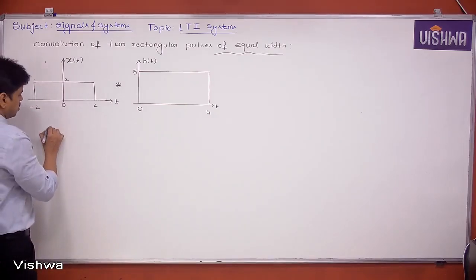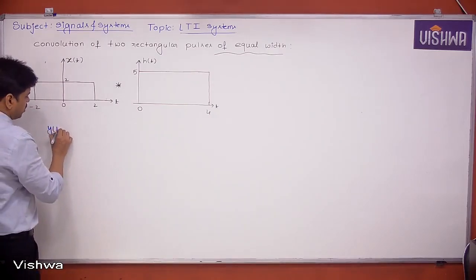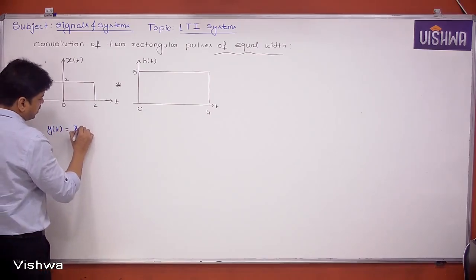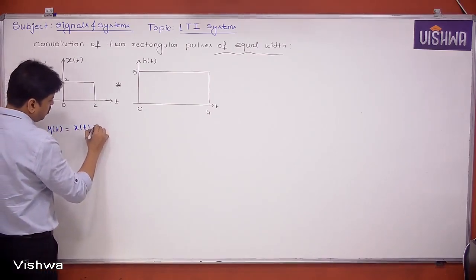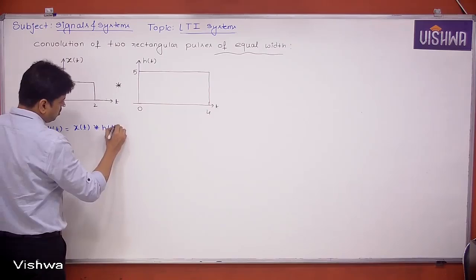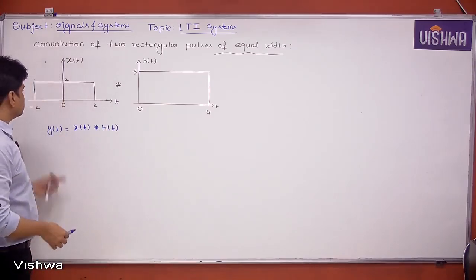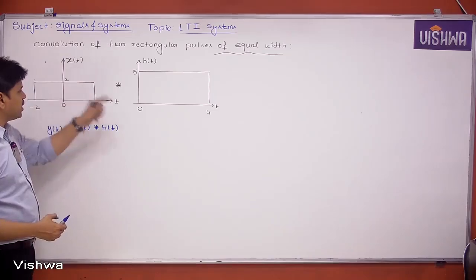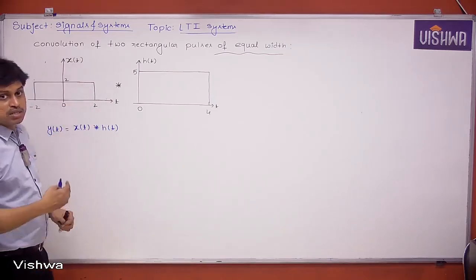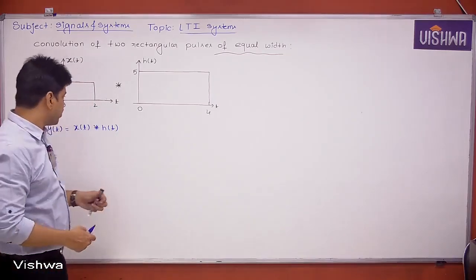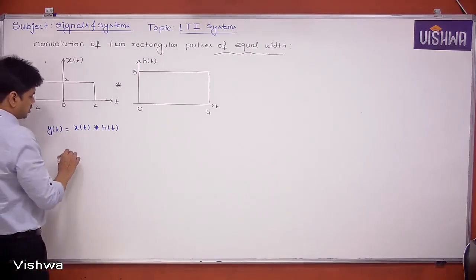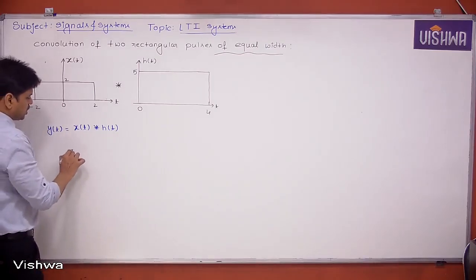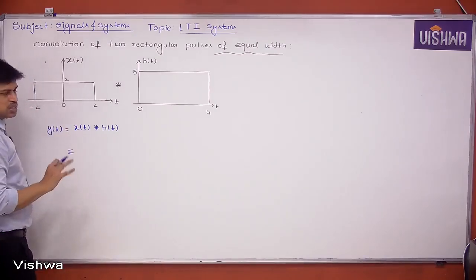First, we have to calculate y of t, which is x of t convolution with h of t. Now, if you observe carefully, these have only discontinuities. So I can represent x of t and h of t in terms of step functions. If I could do that, let's see what x of t is in terms of step functions.